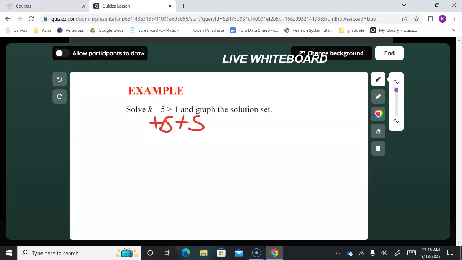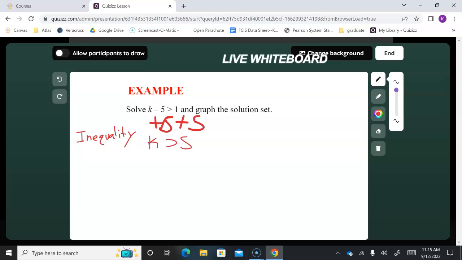Now instead of k equaling 6, k is all values greater than 5. Okay? So what numbers could k be? Anything like 7, 6. Anything bigger than 5. Okay? So that's my inequality. As long as k is a number bigger than 5, 5.1, 6, 7, 362, then it is a solution to this inequality. It's a solution to the statement.